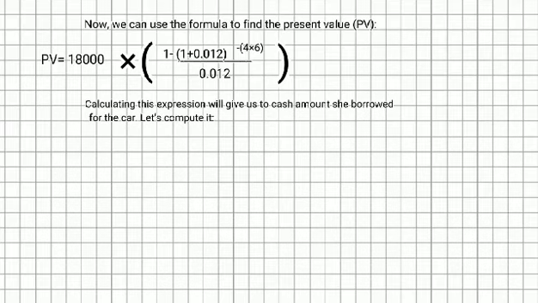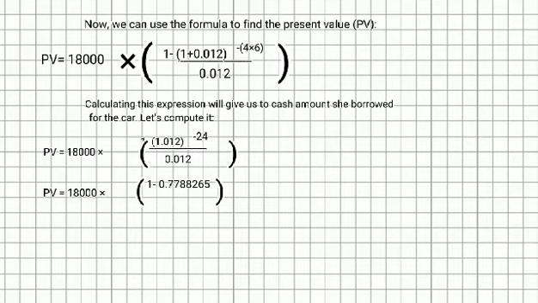Let's compute it. Present value is equal to 18,000 multiplied by 1 minus 1.012 raised to the power of negative 24 over 0.012. The next step is just to copy the 18,000 pesos from the previous equation multiplied again by 1 minus 0.788265 over 0.012. We got this 0.788265 from the previous equation, which is 1.012 raised to the power of negative 24.